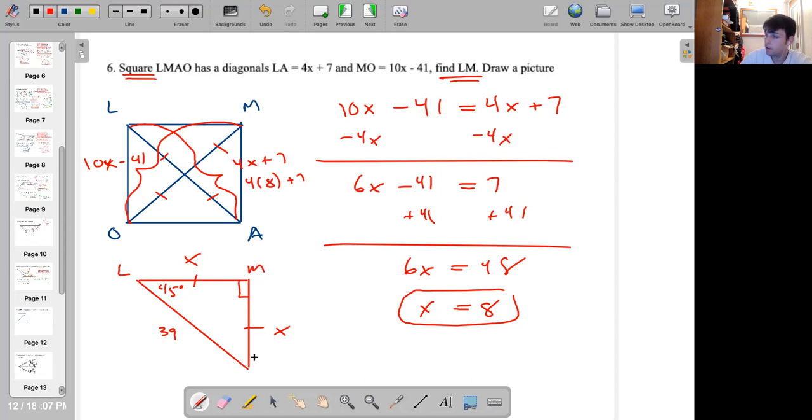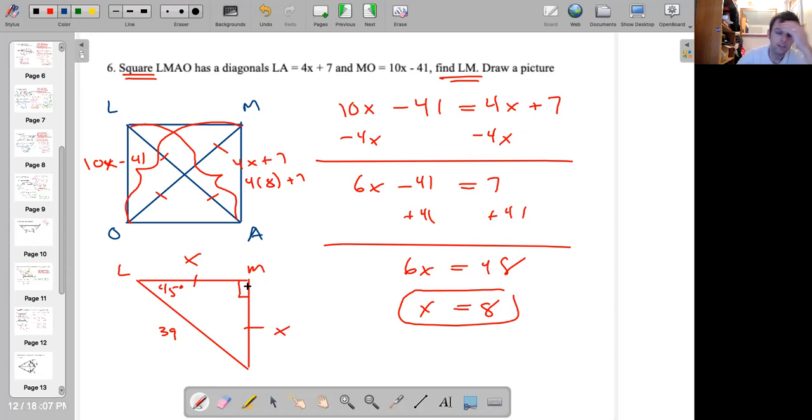We could use the Pythagorean theorem. We could use 45, 45, 90 relationships. Doesn't really matter. I'm not going to quite ask you one this difficult on the test. So I'm going to stop here and just say, pretend we were asked to solve for that.